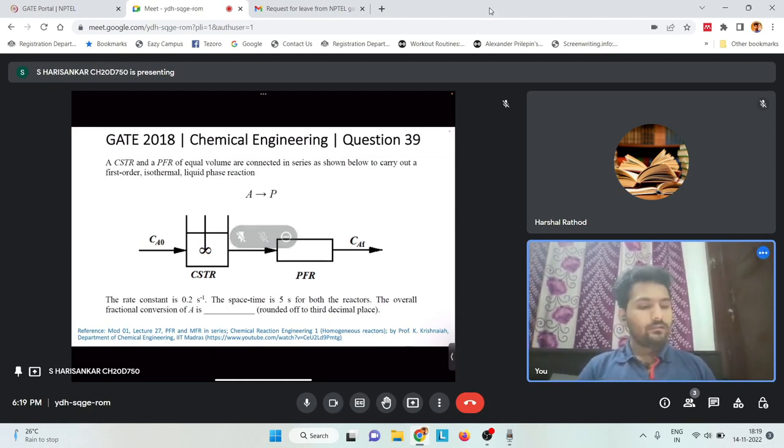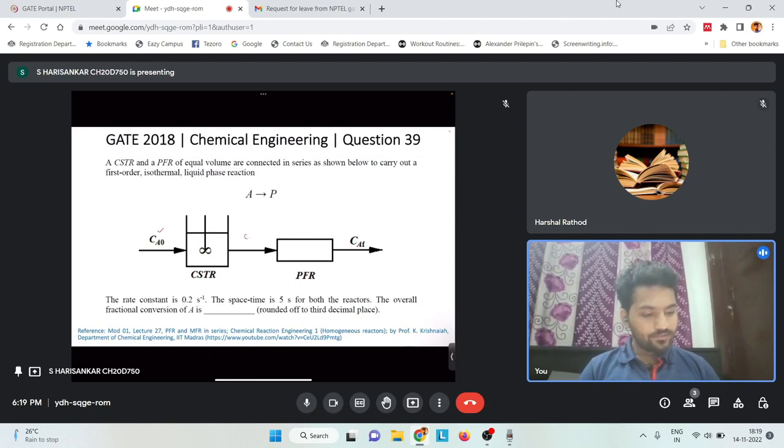So here we have a series system. The system first starts with a CSTR with an initial concentration Ca0, and let's say Ca1 is the outlet concentration of the CSTR, and this Ca1 enters the PFR, and the outlet concentration of PFR is CAF. The reaction that happens here is A giving B, and based on the value of the rate constant, 0.2 second inverse, this is a first order reaction.